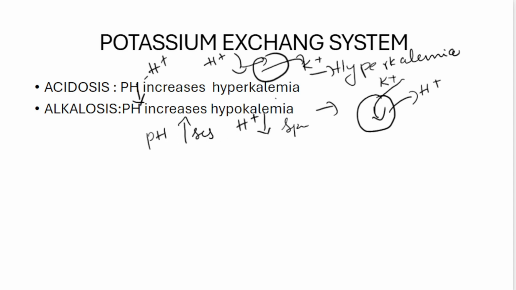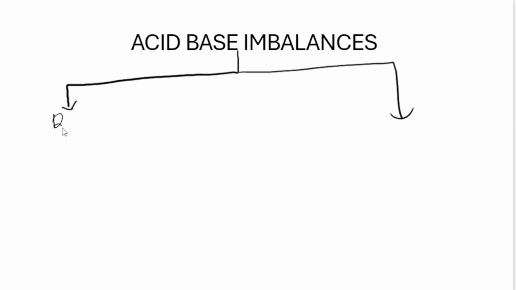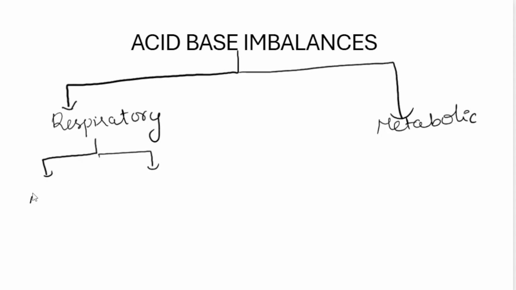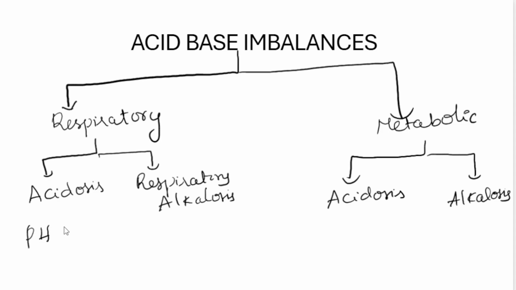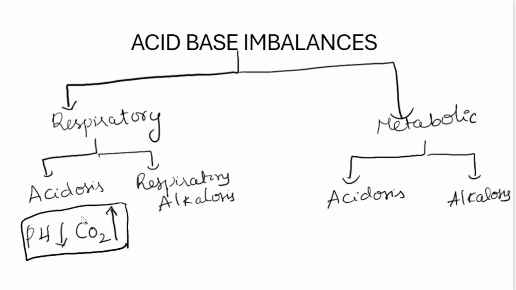Next we will discuss acid-base imbalances. We can classify acid-base imbalances into two types, respiratory and metabolic. In respiratory, there are two kinds, respiratory acidosis and respiratory alkalosis. In metabolic also, two types, metabolic acidosis and metabolic alkalosis. In respiratory acidosis, what will happen? Simplifying, acidosis always means decreased pH, and respiratory means CO2 will increase, so we call it respiratory acidosis.